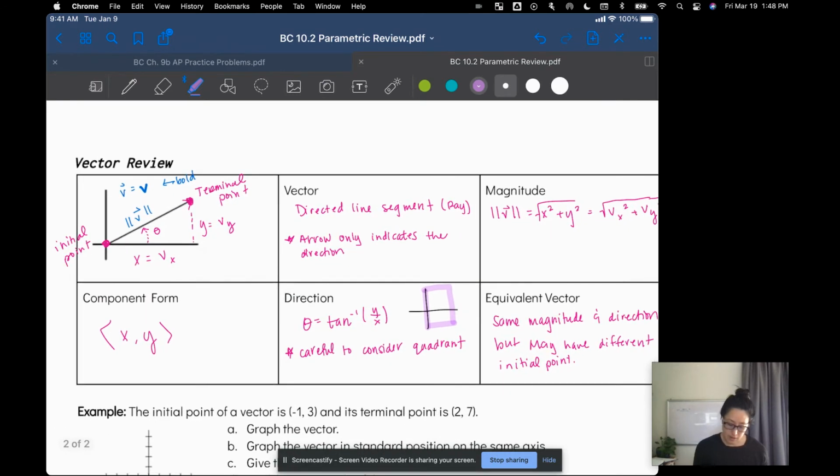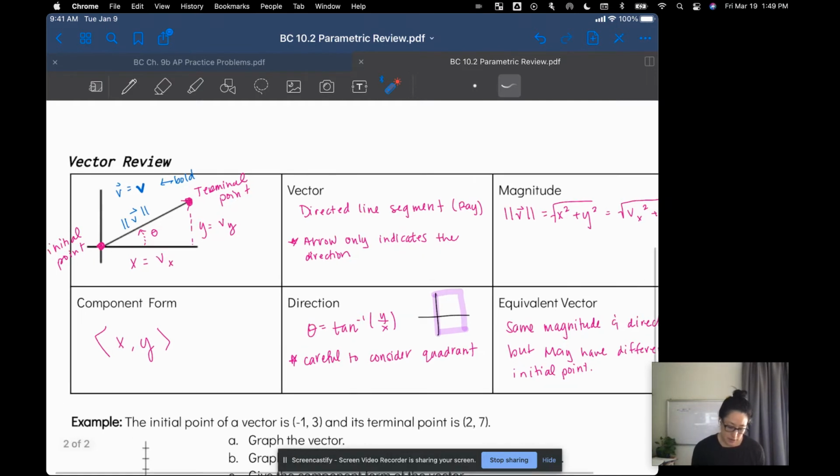Okay, an equivalent vector has the same magnitude and direction, but the vector may have a different initial point. So right now my vector is in standard form, so my initial point starts at the origin 0, 0, and moves in an x comma y direction. An equivalent vector would have the same magnitude and direction, but maybe your initial point starts somewhere else.